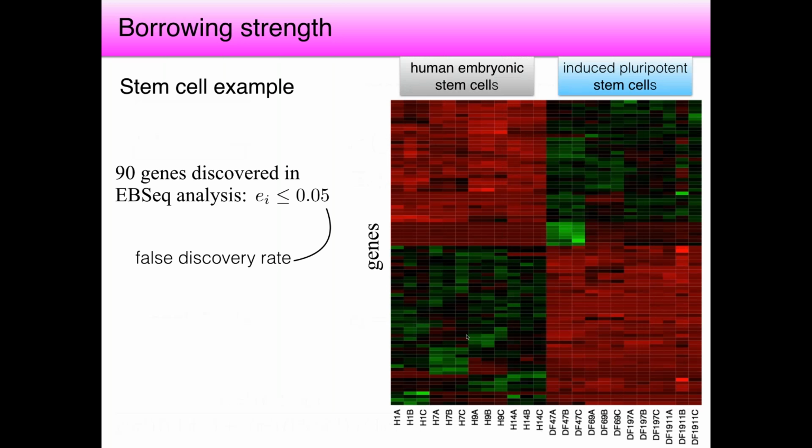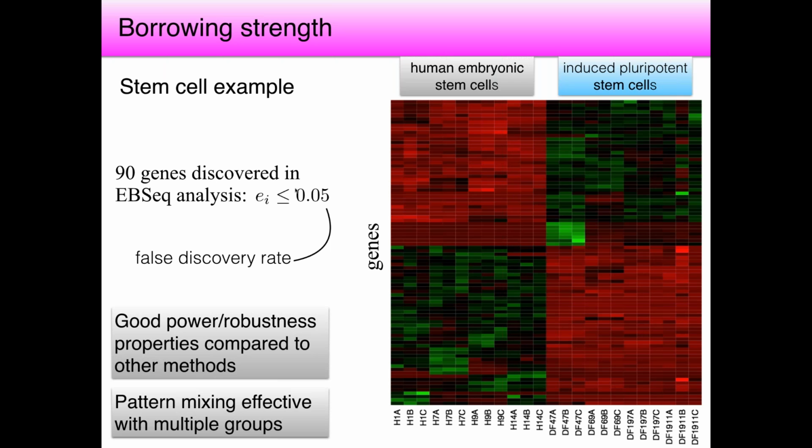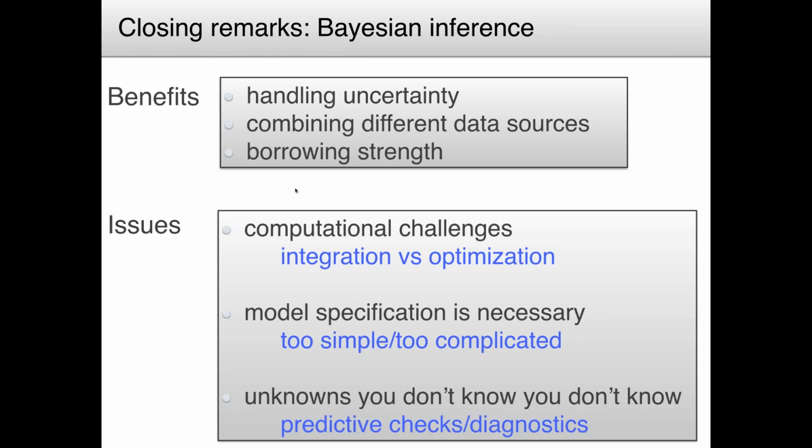This just shows in a stem cell example how it would deploy, where there are two conditions, human embryonic stem cells and induced pluripotent stem cells, with different genes on this axis. These genes were discovered by the EB-seq analysis at a 5% FDR. And there are some nice features about power and robustness that other methods don't have such good properties on. Well, that's a pretty quick summary of that. I want to just go to my final couple of slides on closing remarks, and I appreciate your attention.